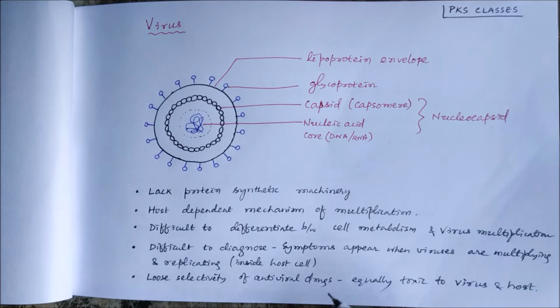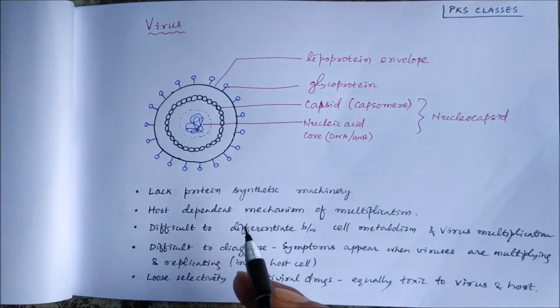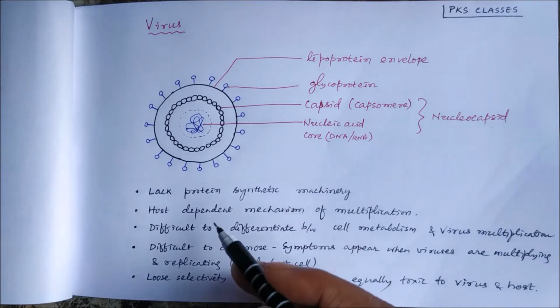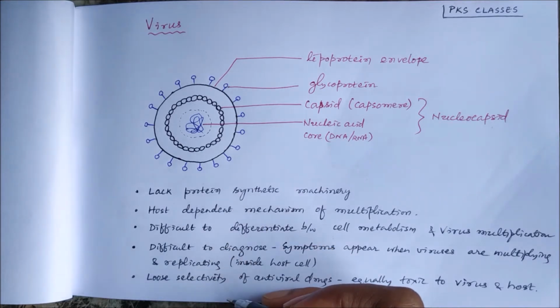That means when the symptoms appear, the viruses are already multiplying and replicating, so it is difficult to diagnose. It means by the time we diagnose, it is already infected, already late. And when we select a drug for this virus, it also affects the host cell. So it is equally toxic to the virus as well as the host cell. So these are some of the challenges of virus.